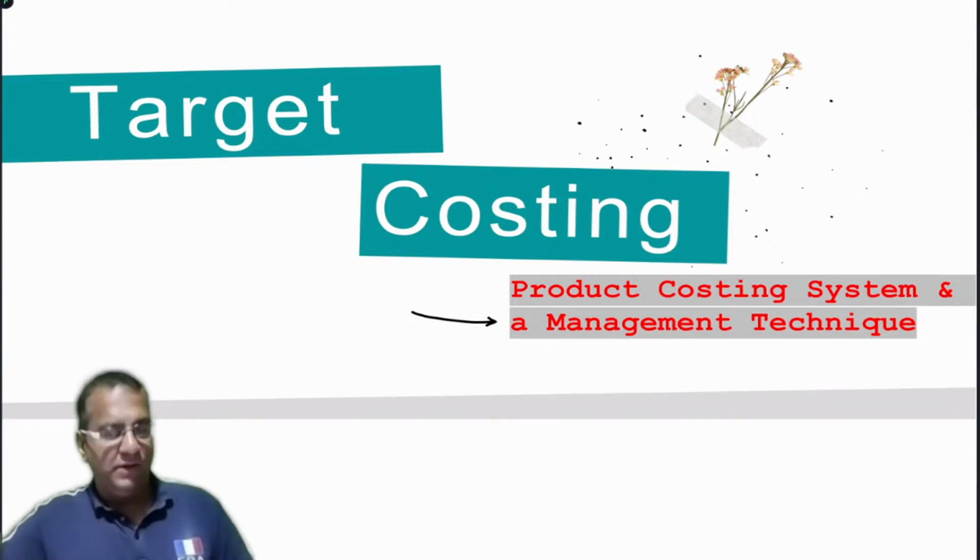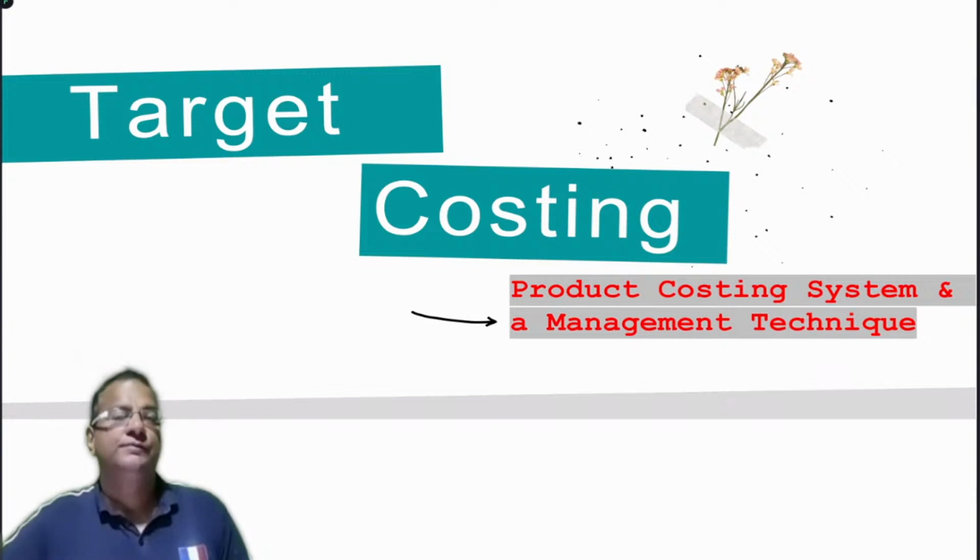Write down the second point. Target costing is just opposite of cost plus pricing. Write down in inverted commas, cost plus.